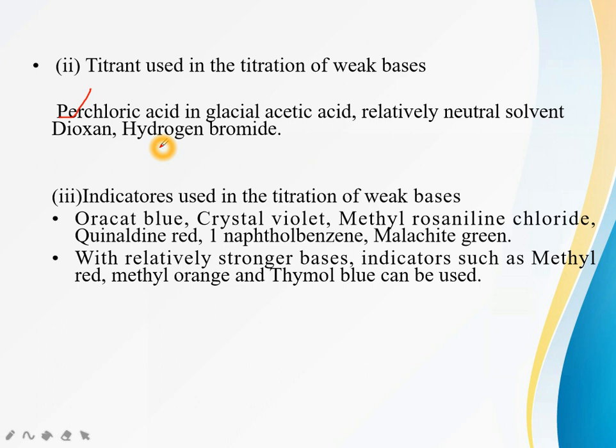The end point can be determined by using the indicator method, and the indicators that are used in the titration of weak bases are oracet blue, crystal violet, methyl rosaniline chloride, quinaldine red, 1-naphthol benzein, malachite green. And if you are using stronger bases, we can also choose indicators like methyl red, methyl orange, thymol blue, etc.